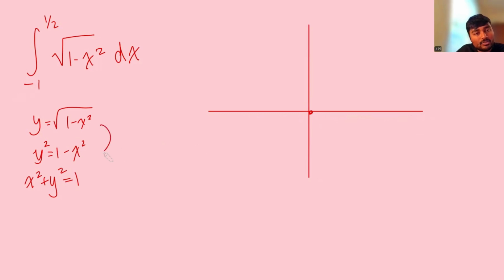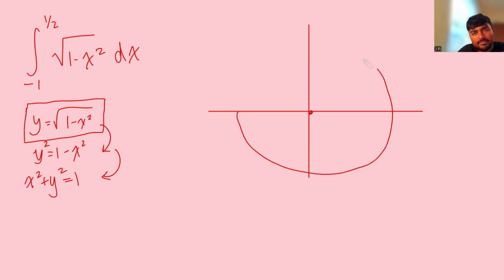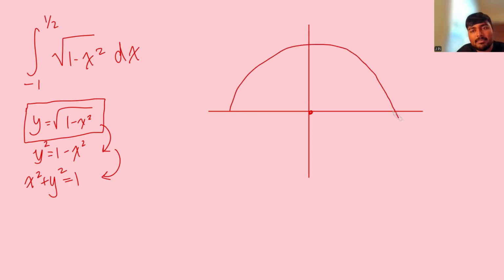However, these steps going from here to here are only one-way implications, which basically means they're not reversible because we squared. So what we have to do is remind ourselves that y is root 1 minus x squared. In particular, it's the square root of something. Whenever you square root a number, the answer has to be non-negative. It cannot be negative. And so that tells us y is at least 0. So as opposed to drawing the full circle, we're only going to look at the top half where the y values are non-negative. So we'll look at something like that.